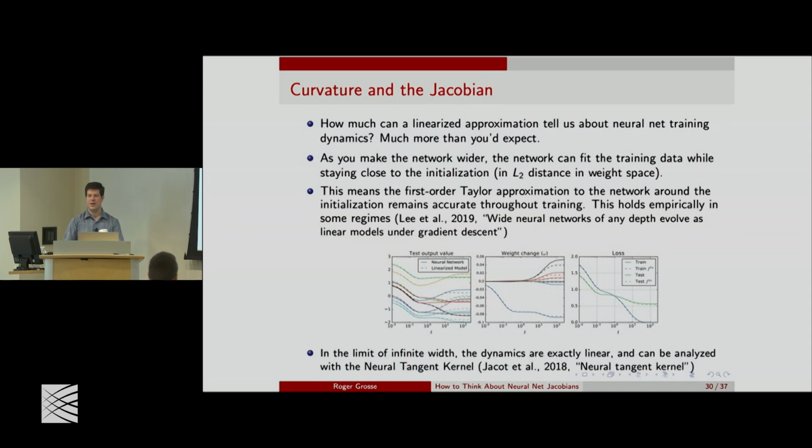And in the limit of infinite width, the dynamics are exactly linear. And you can actually analyze them in terms of an object called the neural tangent kernel. That's become a really big thing in the theory of deep learning over the last couple of years. And so you can get a lot of insight into optimization and generalization effects by looking at this infinite width limit.